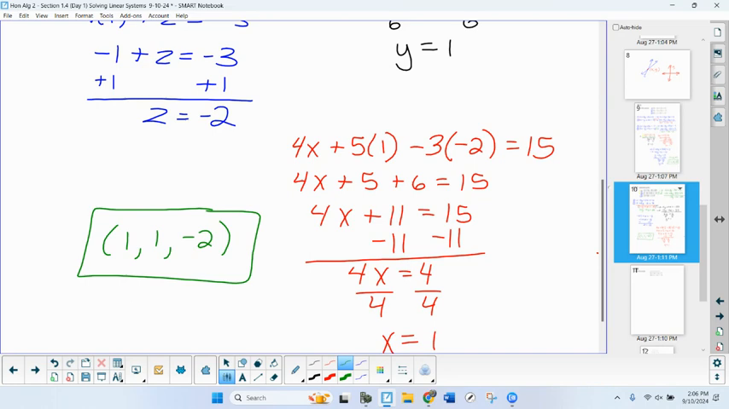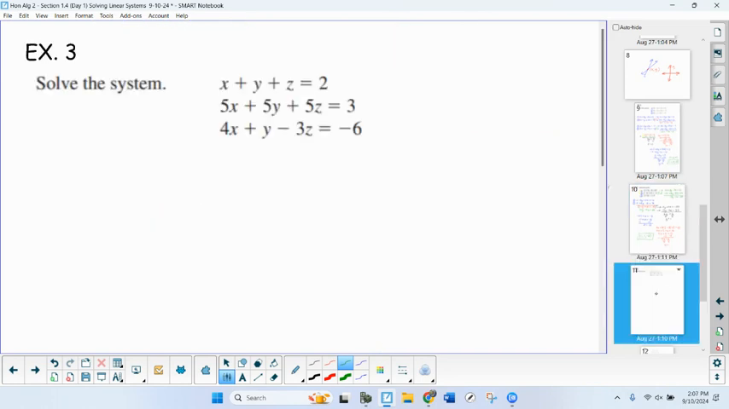Watch. I'm going to say I want to work with equation 1 and 2. And I want to eliminate x. What would I have to do to eliminate x? I would multiply this by what? -5. Okay, let's do that. When you guys multiply by -5, what do you get?